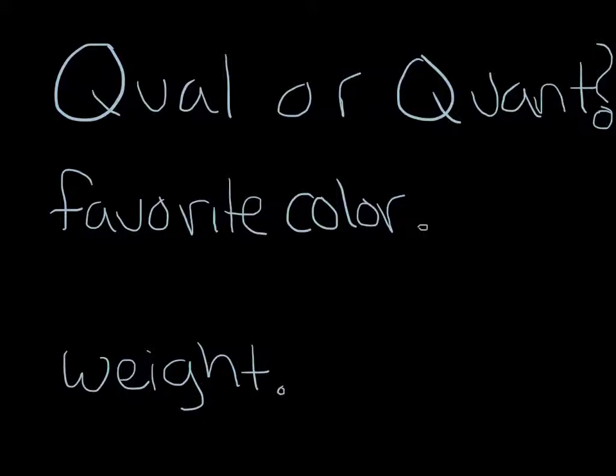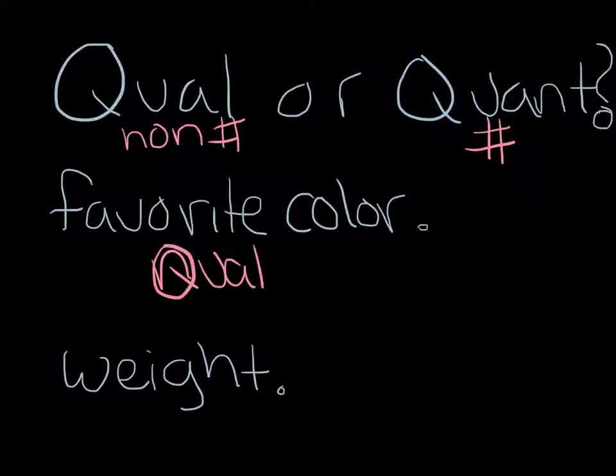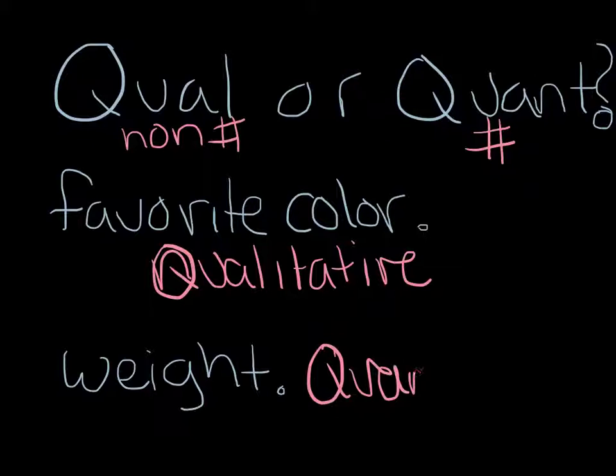Okay. This one we want to know if it's qualitative or quantitative. Remember, qualitative is non-numerical. This one is numerical because the base word is quantity. Okay, favorite color, this is going to be non-numerical, so this is going to be qualitative. Weight, this is going to be numerical, so this is going to be quantitative.